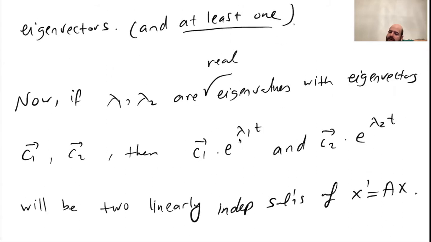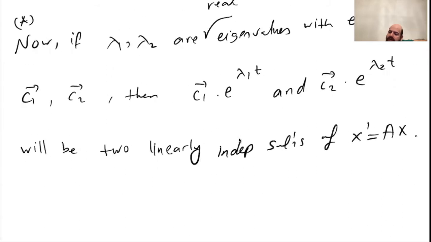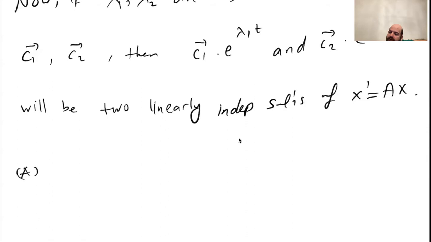Now, what about if we have a repeated eigenvalue? So let's say lambda 1 equals lambda 2 equals lambda is a repeated eigenvalue, then we can have two possibilities, because if it's a repeated eigenvalue, the multiplicity is 2.